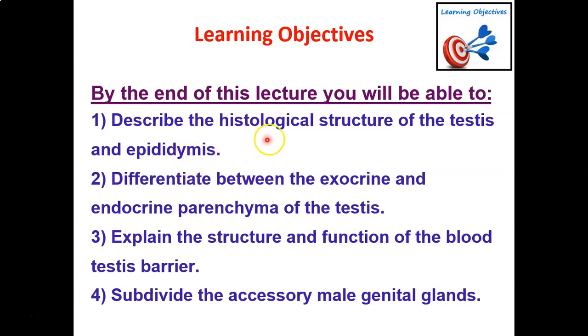Number 1, to describe the histological structure of the testes and epididymis, differentiate between the exocrine and endocrine parenchyma of the testes, to explain the structure and function of the blood-testis barrier, and to subdivide the accessory male genital glands. Really, we will have 3 genital glands in this lecture: prostate, seminal vesicle, and bulbourethral gland.